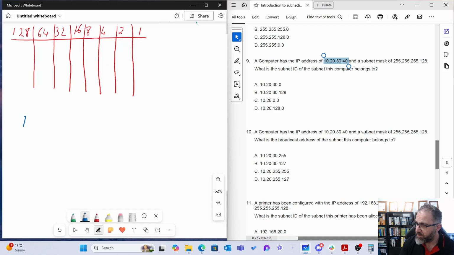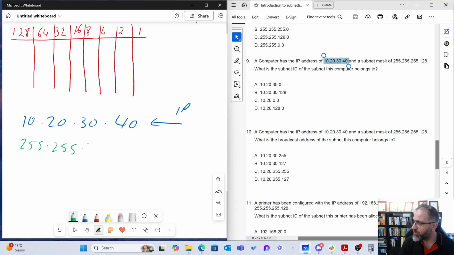So 10.20.30.40, that's our IP address. We know this. This is fact. The subnet mask is 255.255.255.128. Sorry, that's the subnet mask. Yes, that's right, subnet mask. So what is the subnet ID? Which subnet does this IP address belong to?